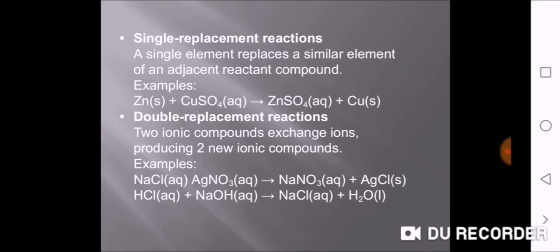And in the double replacement reaction, two ionic compounds exchange ions producing two ionic compounds. Here sodium chloride in aqueous medium reacts with silver nitrate and produces silver chloride and sodium nitrate. And HCl with sodium hydroxide will produce sodium chloride and water. These reactions are double replacement reactions.